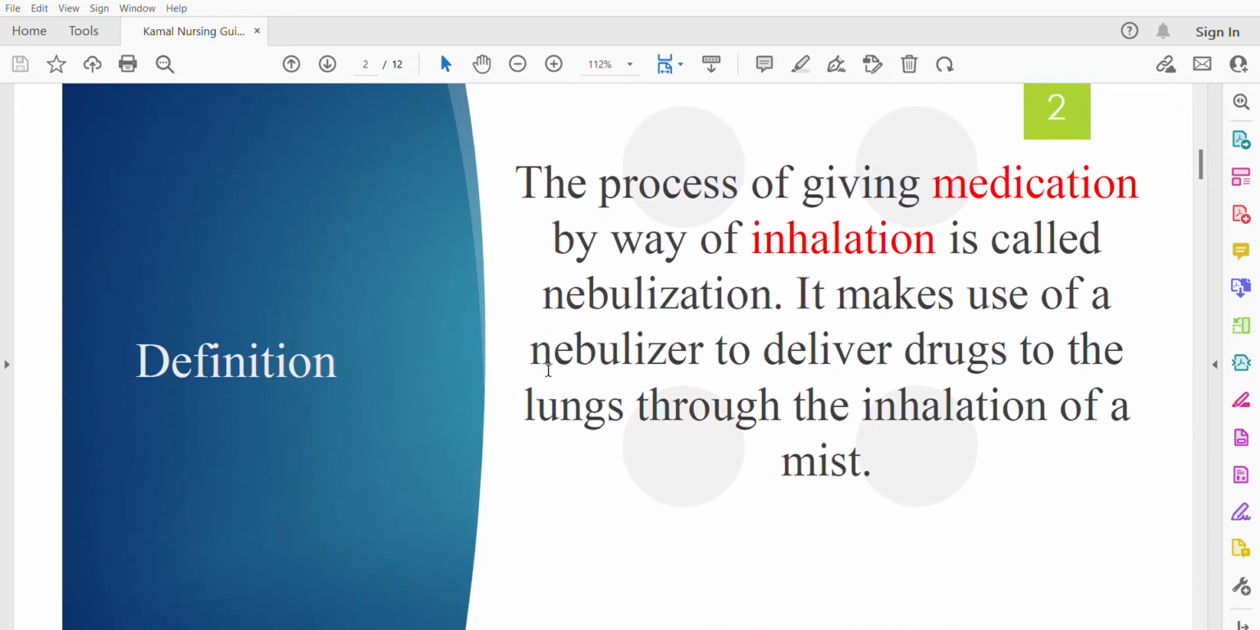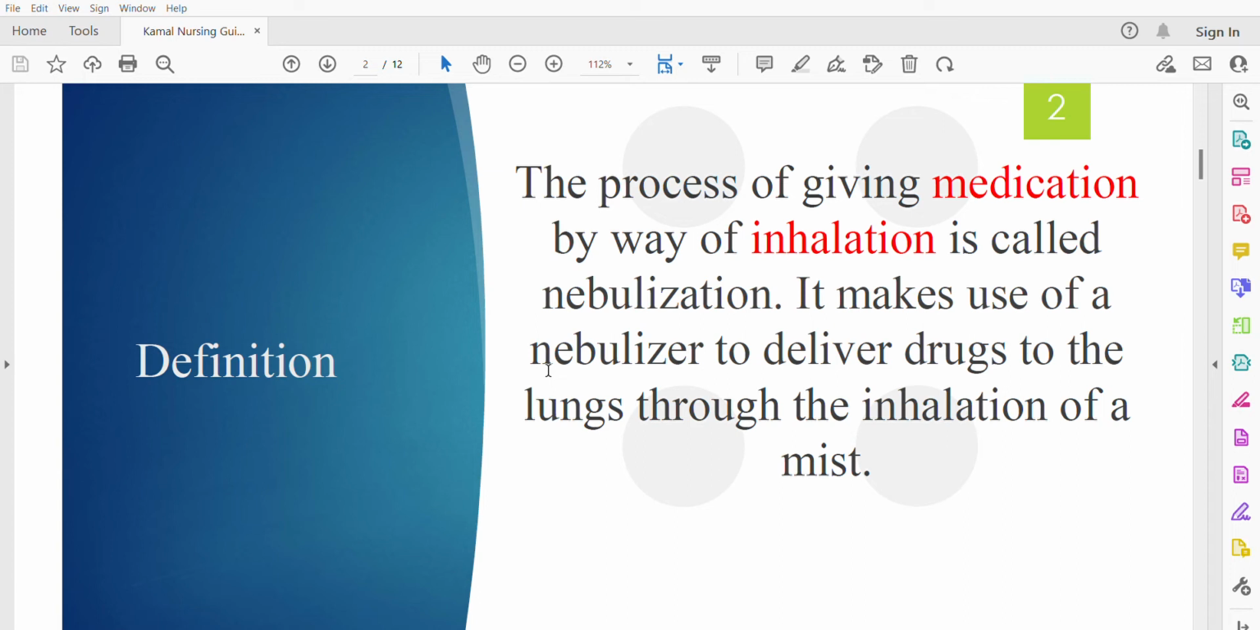Definition. What is nebulization in nursing? It is a process of giving medication by way of inhalation. When we administer medication to the patient by way of inhalation, then it is known as nebulization. It makes use of a nebulizer to deliver drugs to the lungs through the inhalation of a mist.